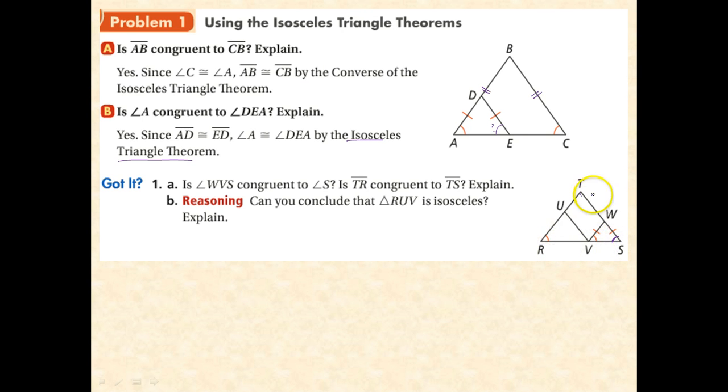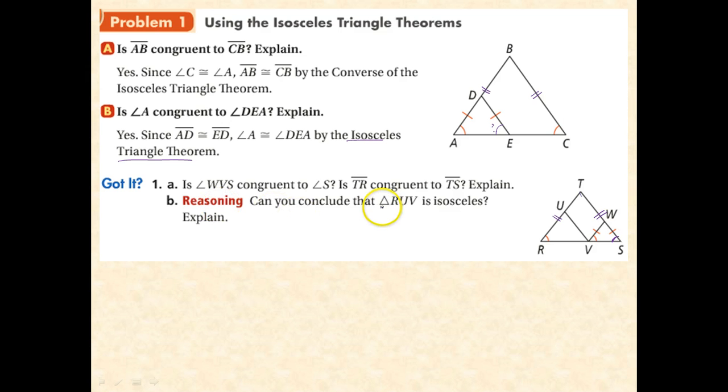Then we have a big triangle here that has congruent base angles. So that means that the sides of that big triangle are also congruent. And that's the converse of the isosceles triangle theorem. So, yes, TR is congruent to TS.